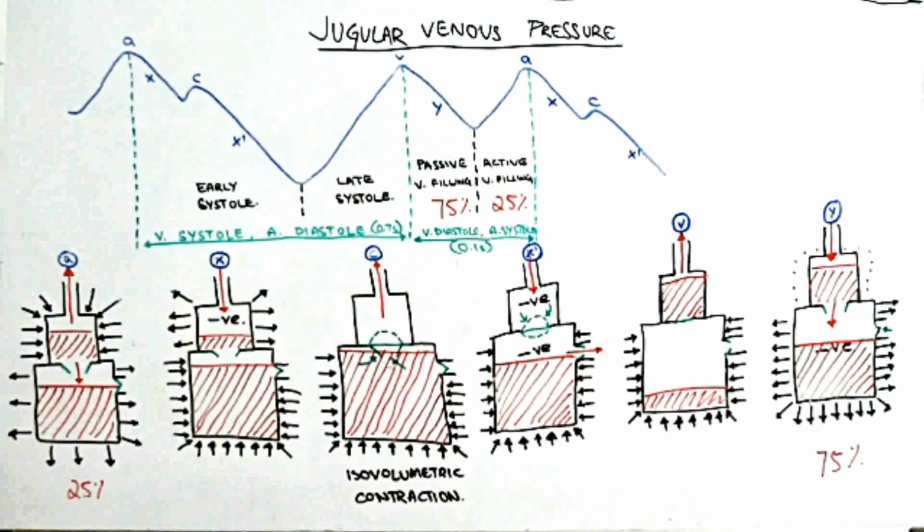So these 6 diagrams here depict the formation of the different waves in the jugular venous pressure. Hopefully you understood.